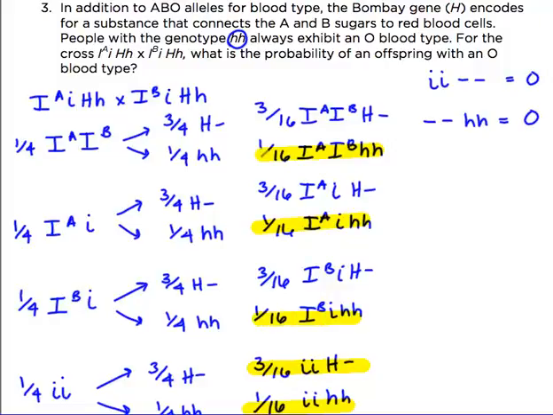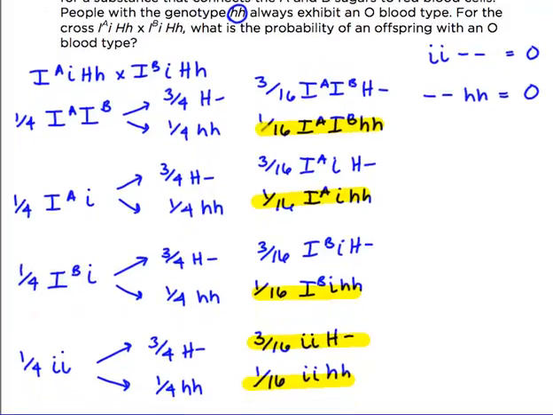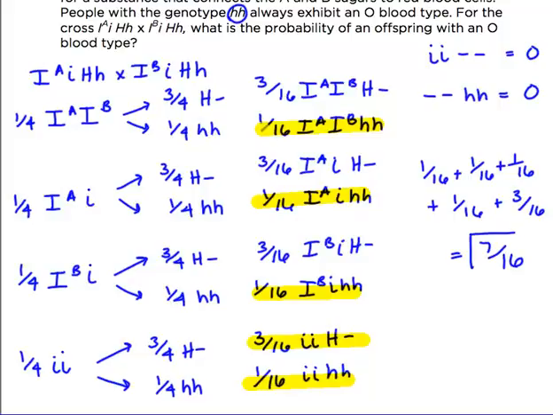So let's add these all up to see what percentage of the offspring is going to have blood type O. So you have 1/16 plus 1/16 plus 1/16 plus 1/16 plus 3/16. And that equals a total of 7/16. And that is the proportion of the offspring that will have blood type O.